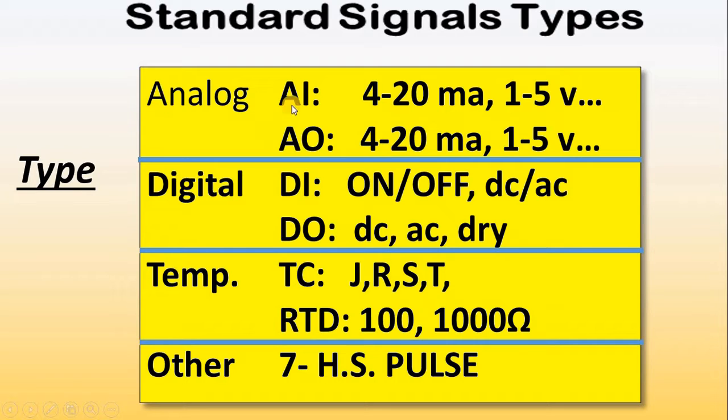These are the most common I/O you will find. The analog input and output, mainly 4-20 milliamps, which is current, but also there is 1 to 5 volt and so on. Digital, we have digital input output, and then temperature, which is thermocouples or RTDs. There are other types of input output, which could be high speed pulses, encoder, and so on.